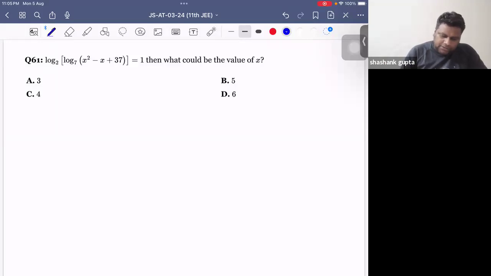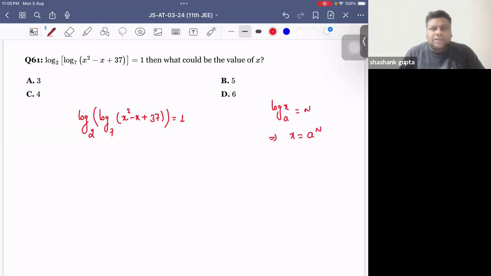All right. So the first question is this, they are saying log base 2, log base 7, x square minus x plus 37 equals 1. So we all know whenever log x base a is n, it implies x is a raised to the power n. So first, the outermost log we will remove. So log base 7 of x square minus x plus 37 is equal to 2.